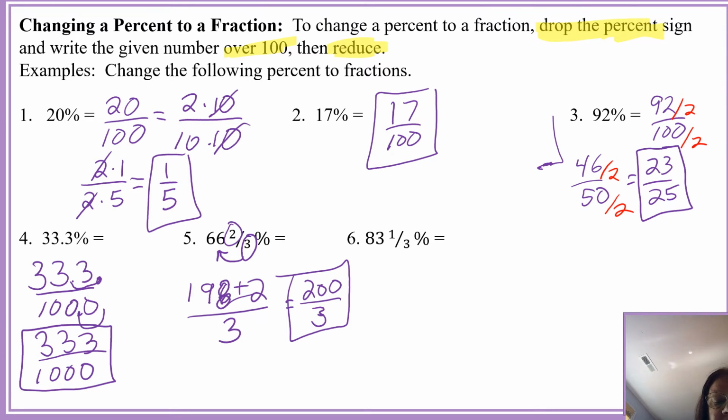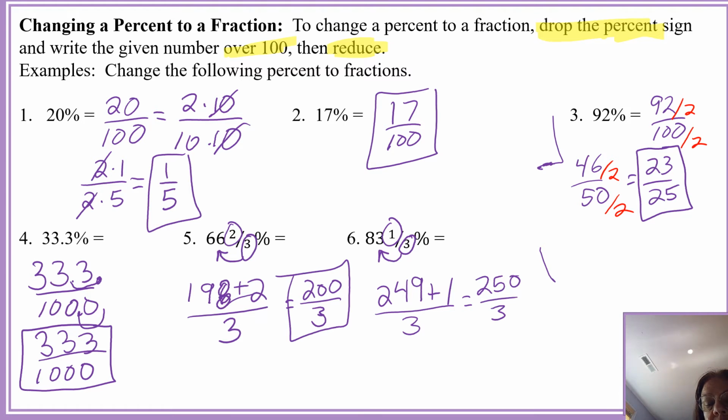Okay, let's look at this last one, 83 1/3. Well, again, I take the 3 times the 83. I get 240 plus 9. 249 plus the 1, don't forget I have to add that 1 in, over 3. So I get 250 over 3. Now I can't factor this at all because 250 is 5 times 5, that's the 25 times 100, and none of those are divisible by 3. Or times 10. None of those are divisible by 3. So this would be my final answer.